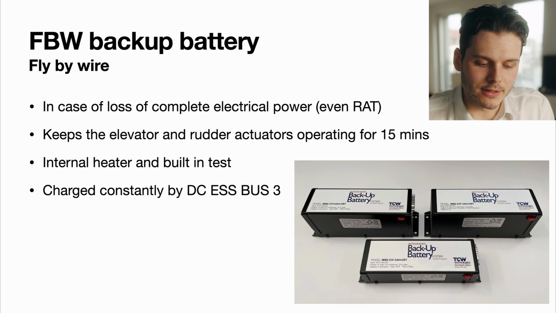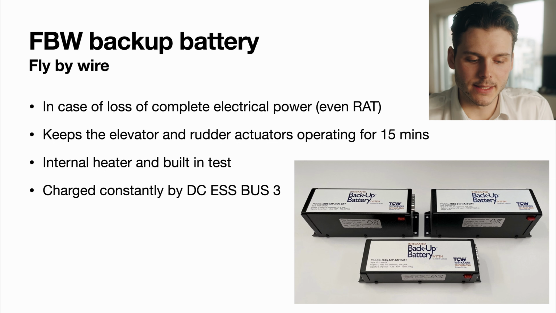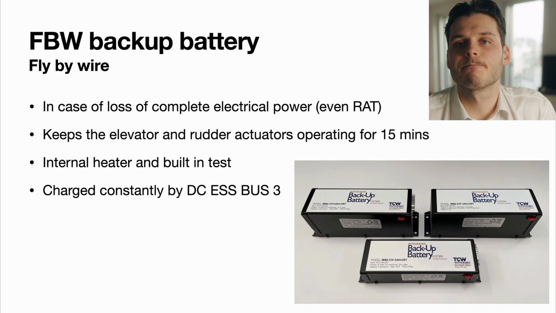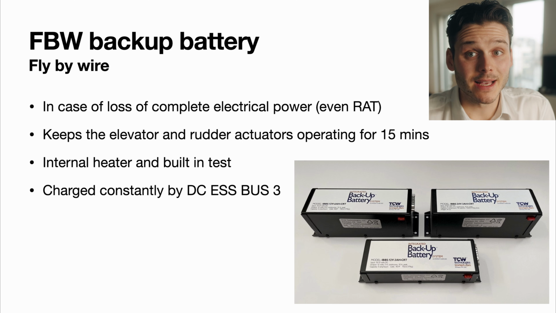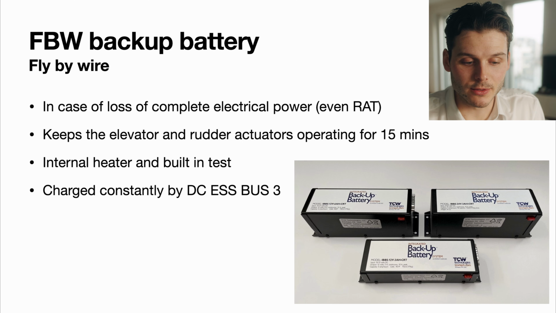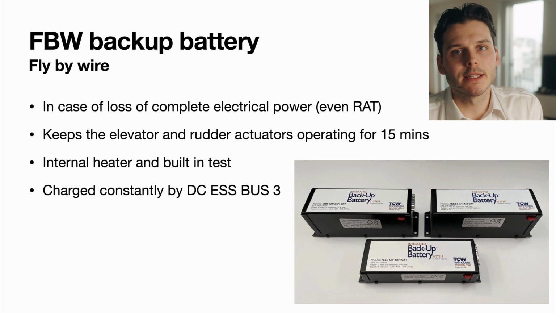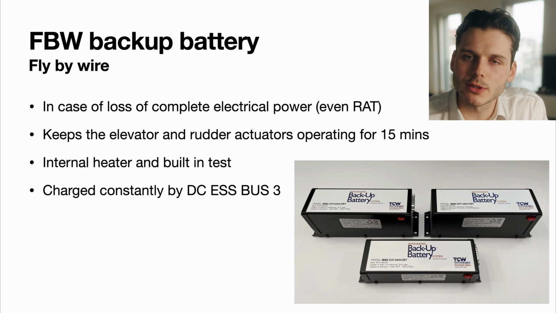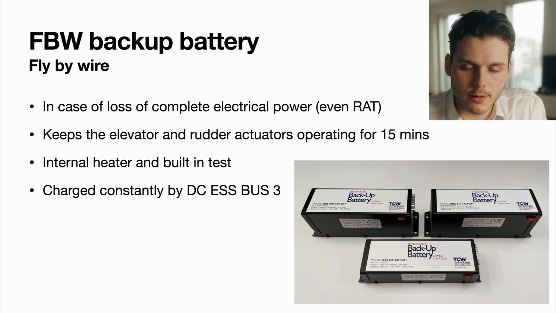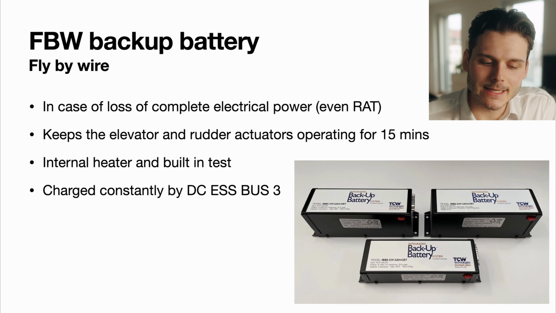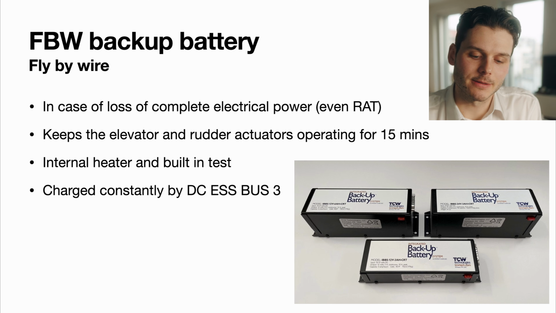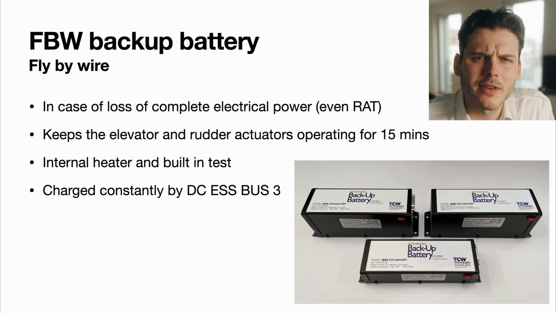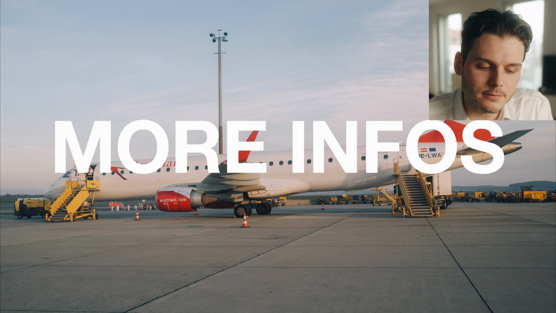There's also an internal heater and a built-in test, and it's constantly charged by the DC Essential Bus 3, just to be sure it's always fully charged. But this is really something that probably never ever happens. You would have to fail all the two generators, all the two engines, and then the RUT doesn't deploy, which usually, obviously, is very well maintained and tested. And then the batteries would also not work. You would have to fly by wire on batteries. That's something that is very, very rare, and I think probably has never happened before.